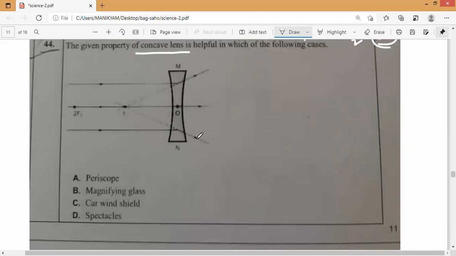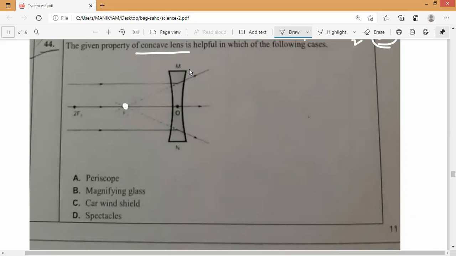Magnifying glass. Spectacles, sir. Understanding spectacles. You don't know, guys? By seeing the image itself, you can understand. Have you remembered? To focus the far point object, we have to focus at some near point. We have to make it.